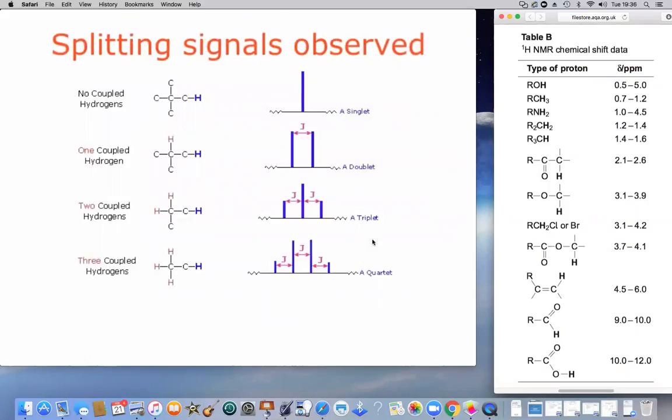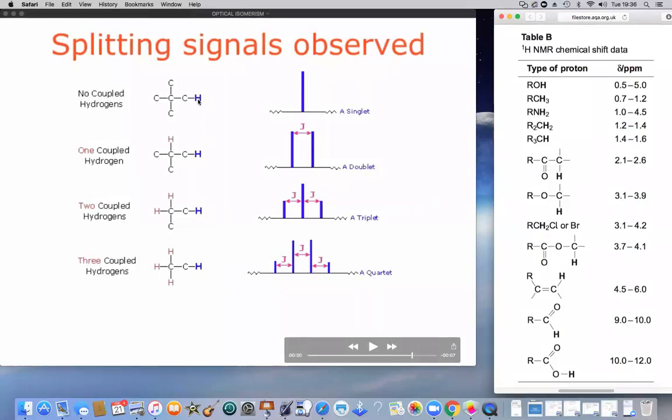Okay, so these are the types of signals that we see. Remember, n+1 rule. If we have a look at the first example, we have a proton here. It's bonded to a carbon atom. You look at the carbon atom next door, so it's not the carbon atom that the hydrogen is bonded to. That carbon atom's not important. It's the carbon next door, and you say how many protons are attached to that carbon. And in this case, there are none. So we say there are no coupled hydrogens, which means that that particular proton will generate what we call a singlet, a single sharp peak.